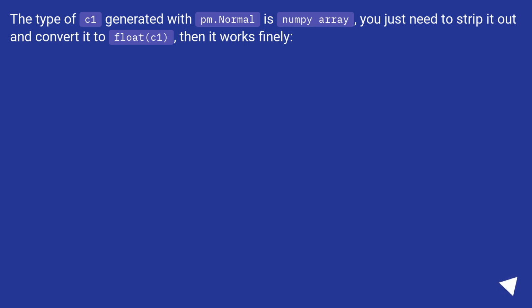The type of C1 generated with pm.Normal is a NumPy array. You just need to strip it out and convert it to a float C1, then it works fine.